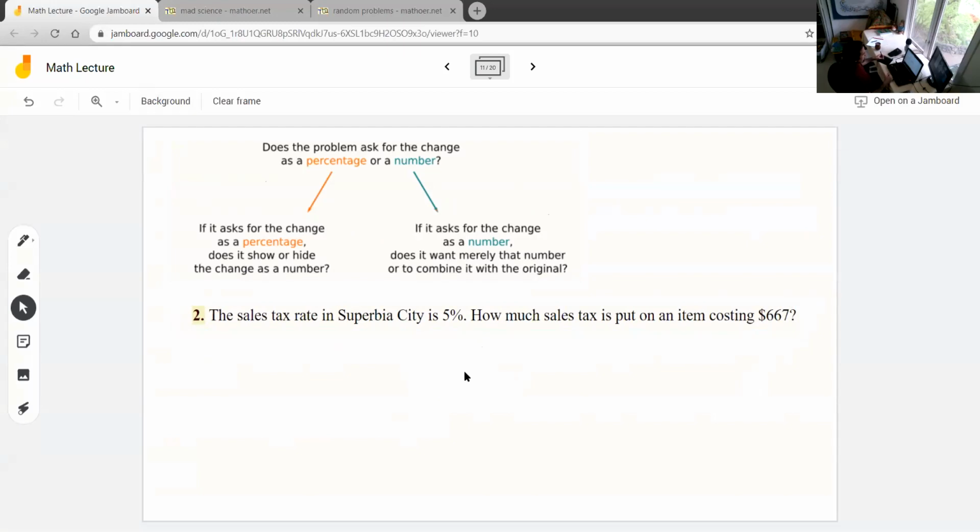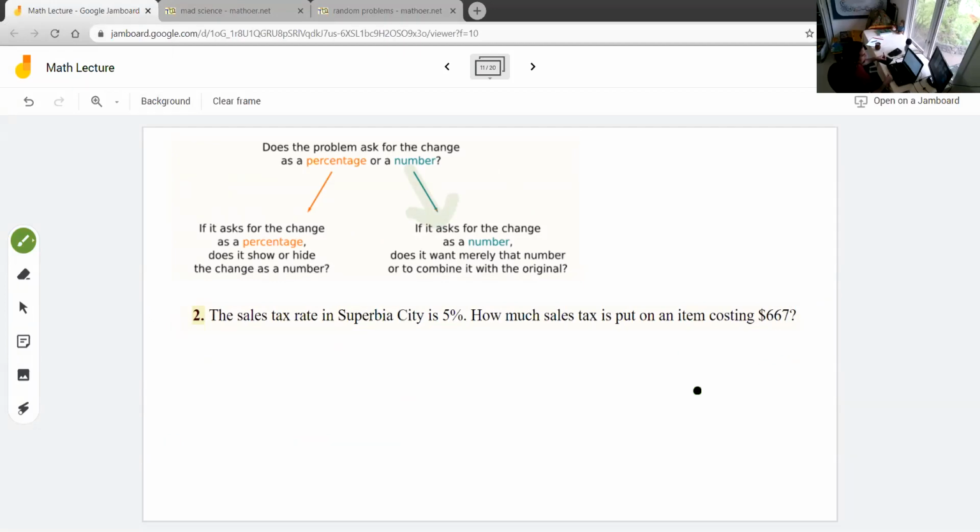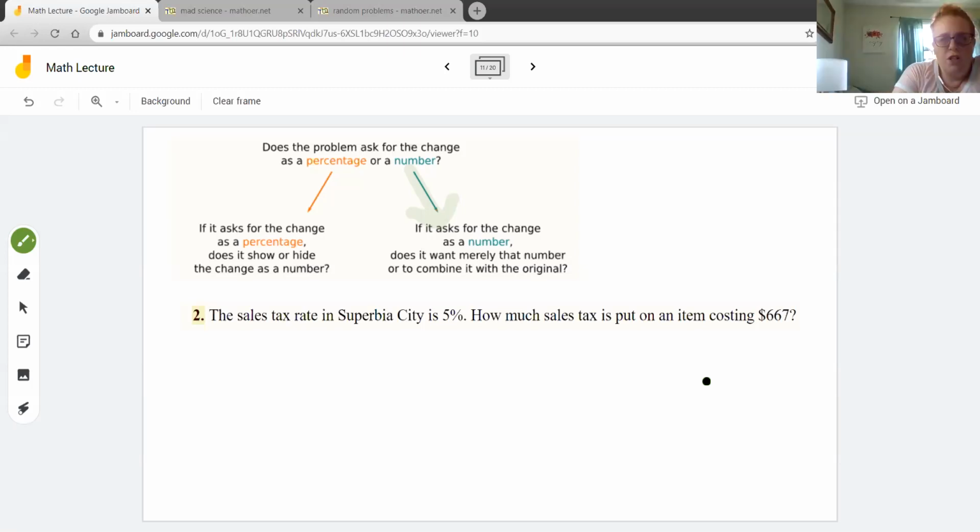So are they asking for the change as a percent, or are they asking for the change as a number? The number? A number. So we're on this side of our situation. And do they want just the change as a number, or are we putting it back with the 667 at the end? Just the change as a number?